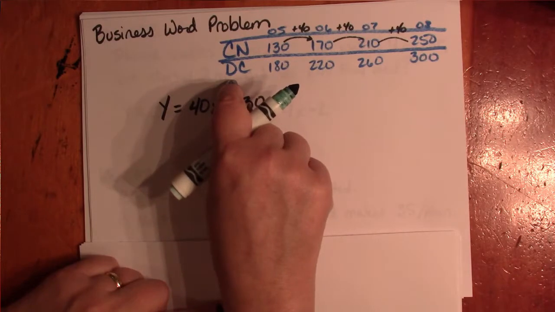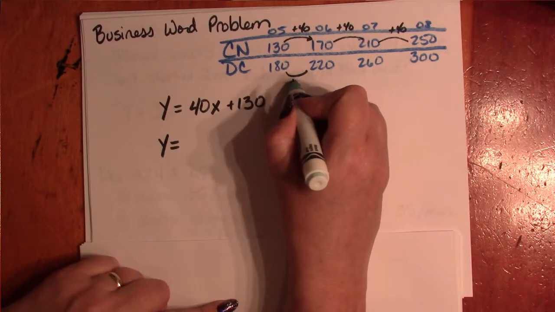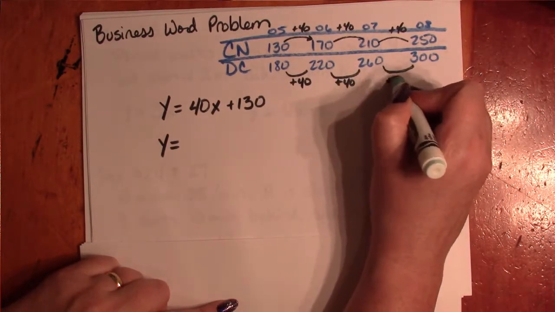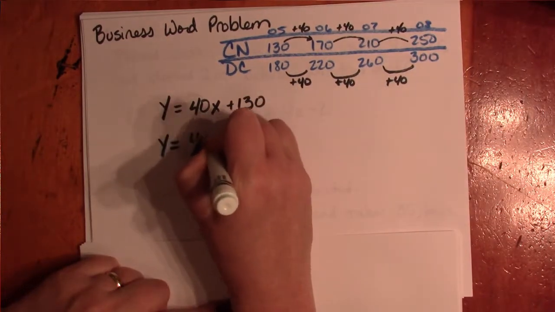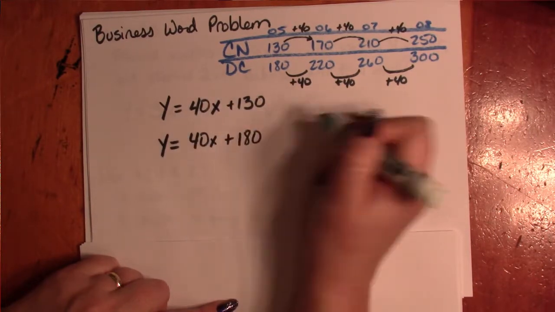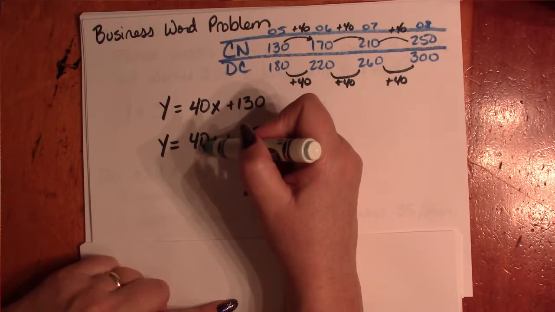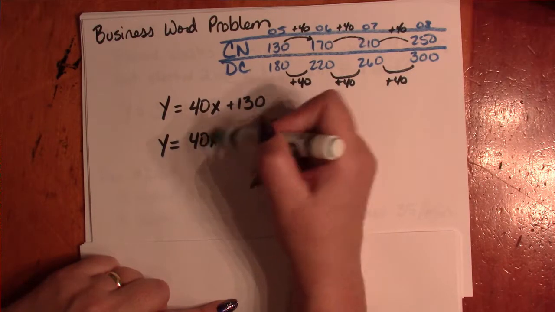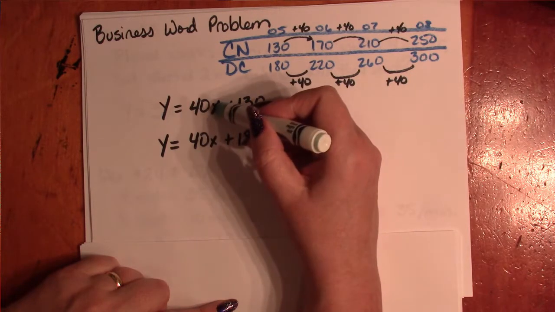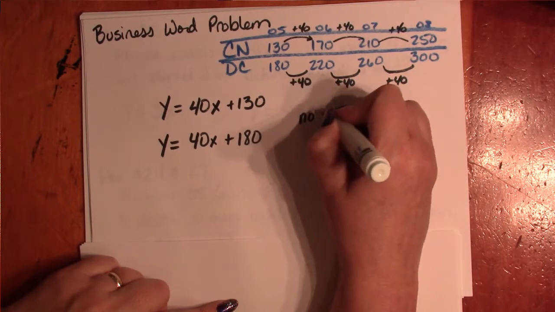Where for Dynamo Comics, they are increasing 40 here and 40 here and 40 here. So they are also increasing 40 each year, but they started with 180. Now, logically, if each of them are increasing at the same slope, at the same rate, but they're starting at a different y-intercept, we know that they are going to continue to run parallel lines. And so no, there is no solution to this.